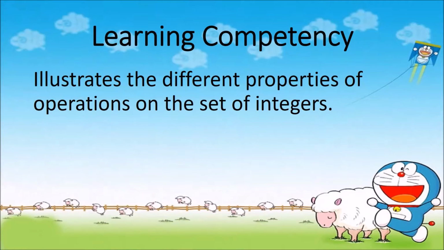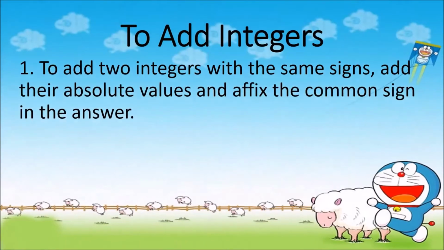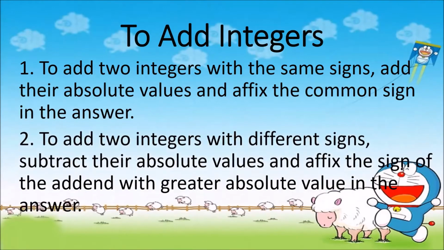So let us recall addition and subtraction of integers. To add two integers with the same signs, add their absolute values and affix the common sign in the answer. To add two integers with different signs, subtract the absolute values and affix the sign of the addend with the greater absolute value in the answer. I hope it is clear to each and everyone how to add integers.